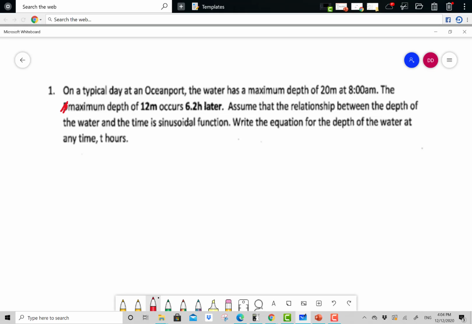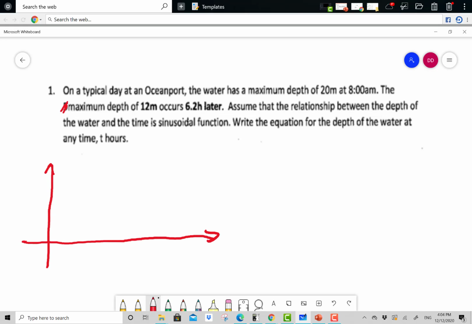So we're going to try to do two things. We're going to use the sine graph to create a model for this problem, and we're going to use a cosine graph as well to model this problem. So let's jump into this problem. The first thing is, let's do a quick sketch of what the graph would look like.